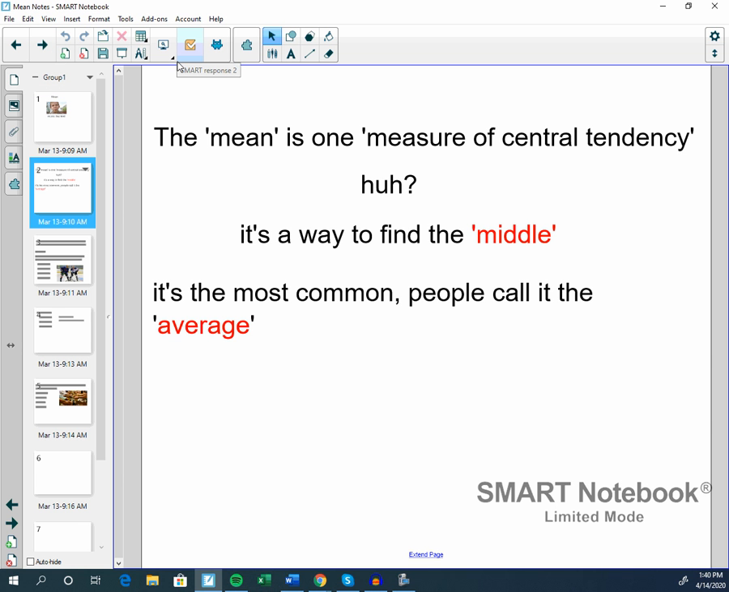Okay, so the mean is one measure of central tendency. So you're probably thinking, what the heck does that mean? Central tendency, measure of central tendency. That's simply another way of saying the middle, the center. It's a way to find the middle. This is the most common measure of central tendency, and people generally just call it the average, okay? So you can think of this as the average. The correct word for it is the mean.